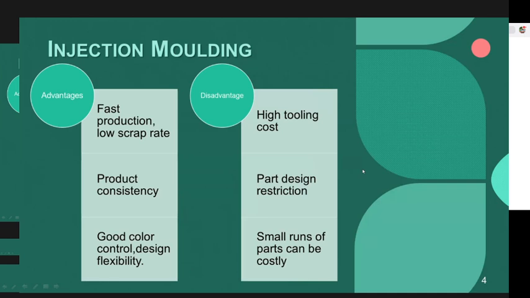Here are some advantages and disadvantages of the process. Advantages include its production rate is fast and scrap rate is low. As it is a repeatable process, product consistency is good. It has good color control and design flexibility. Disadvantages are high tooling cost and part design restriction. Also, setup time can be lengthy, so small runs of parts have traditionally been thought of as too expensive. Now, the next portion will be presented by roll 16.